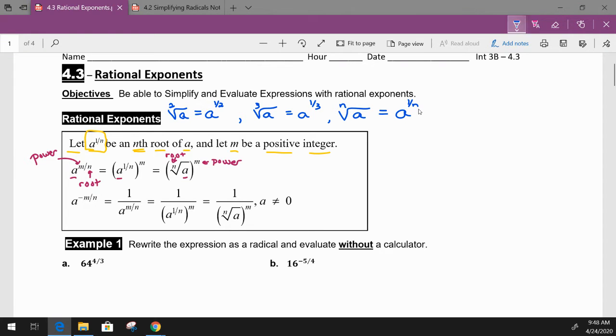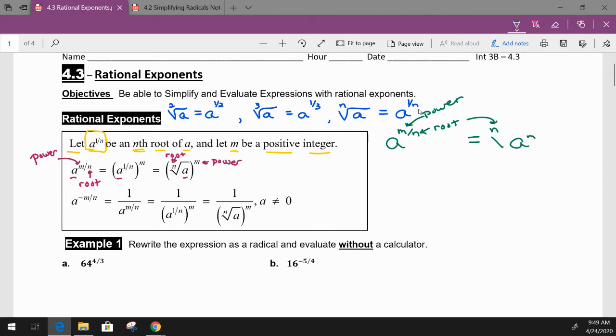So when we start having things with a power and a root, for example, a to the m over n power, like I said before, the n is the root and the m is the power. And when you rewrite this as a radical, the n is the root, goes there, and the base goes here. The power now could actually go here.